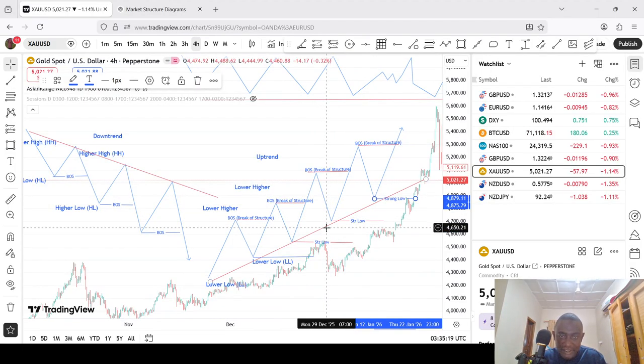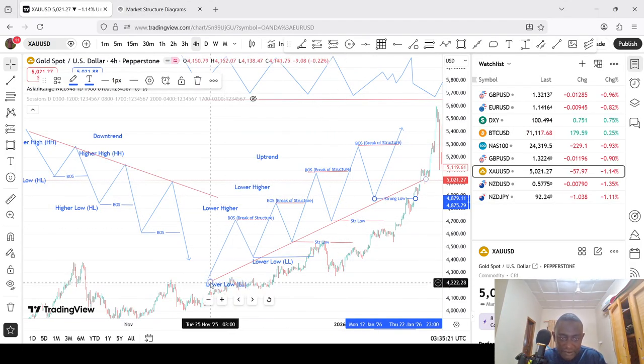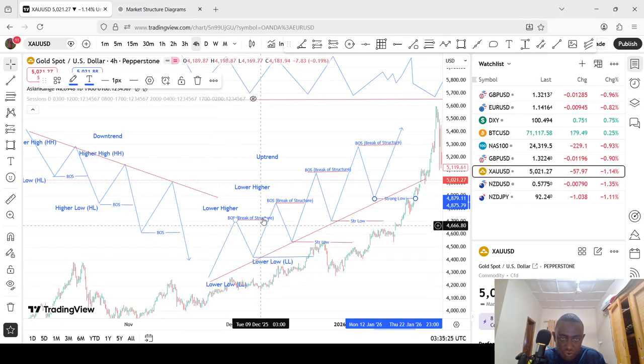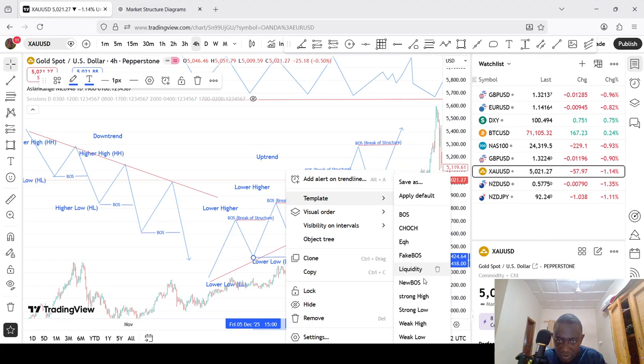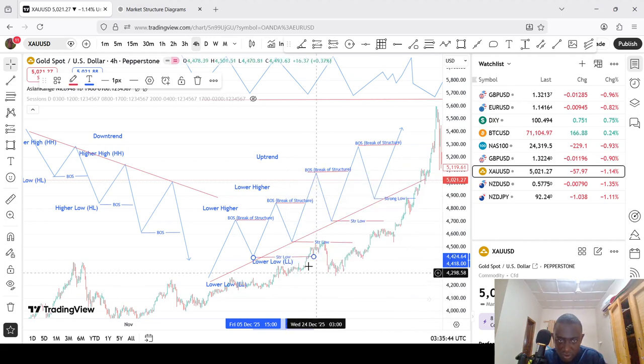Let's take for instance, when price went to this point, like this point to break this point. So once price goes to this place, when price is coming down, we are not expecting price to break this low, this one. So this one too is a strong low. Price shouldn't break this low.